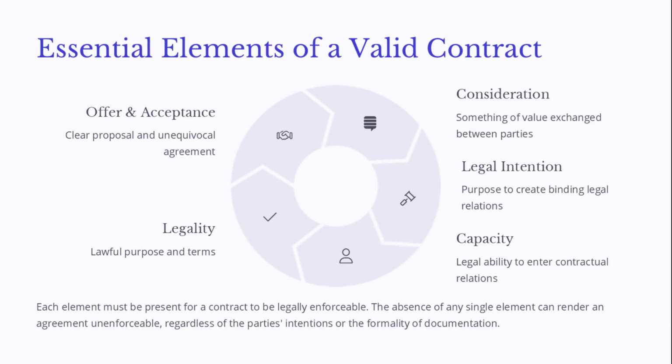Each element must be present for a contract to be legally enforceable. Offer and acceptance involve a clear proposal and unequivocal agreement. Consideration is something of value exchanged between parties, while legal intention is the purpose to create binding legal relations. Legality ensures the contract's lawful purpose and terms, and capacity refers to the legal ability to enter contractual relations. The absence of any single element can render an agreement unenforceable, regardless of the parties' intentions or the formality of documentation.